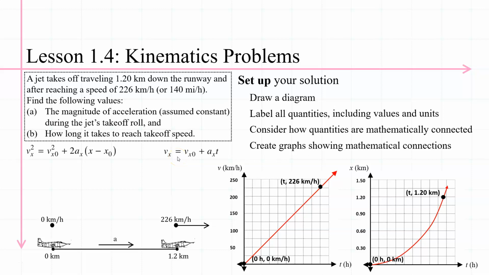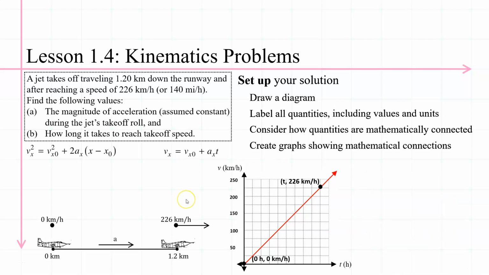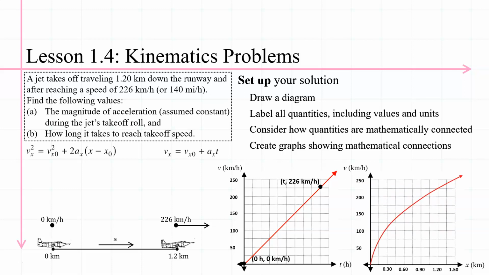And that prevents me from using my position, acceleration, time equation because there are two unknowns in that equation as well, and I can't solve an equation if there are two unknowns. So which equation does that leave, and which graph? Well, it's the velocity, acceleration, distance equation and its associated graph.